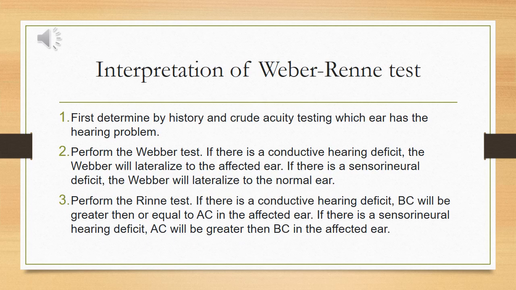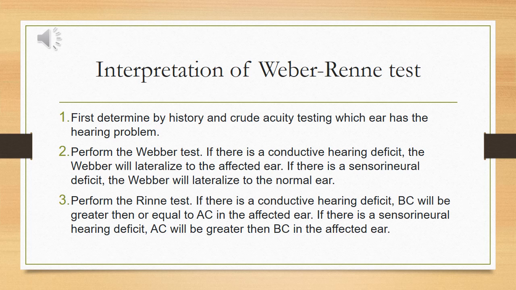Now, how can we interpret the Weber-Rinne test? First, as we said, take a history and do crude testing to find which ear has the hearing problem, and this is done by rubbing your fingers near both ears while the patient is closing his eyes, and trying to determine where the problem is.